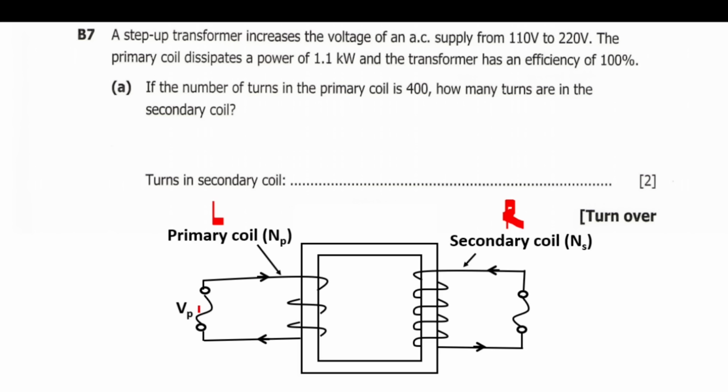For example, there is some voltage here, which we read as the voltage of the primary coil. And also there will be some current here, IP, the current of the primary coil. So when some current passes through the primary coil, it induces some magnetic field in the what? In the iron core. There might be a question where they ask you why they use the soft iron core. The reason is because it is easy to magnetize and demagnetize.